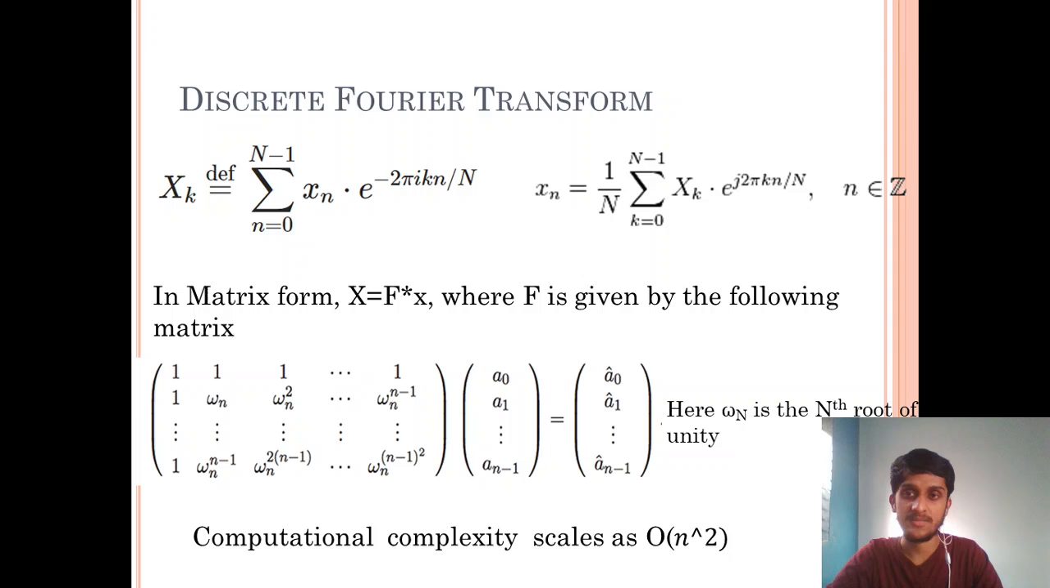Discrete Fourier transform is a mathematical operation which can be represented in the form of a matrix, and the fast Fourier transform is a computationally effective way of computing this discrete Fourier transform.